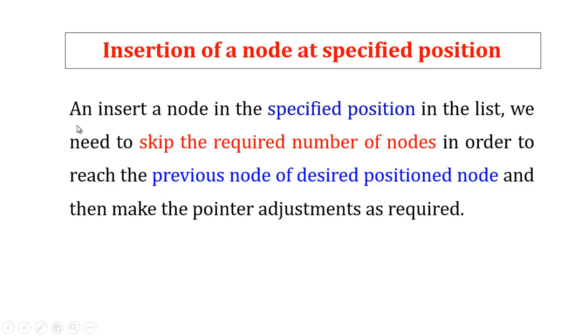To insert a node at a specific position in the list, we need to skip the required number of nodes. If we have 5 nodes and we are going to insert at the third position, we have to skip node 1 as well as node 2, in order to reach the previous node of the desired position node. Our aim, taking an example of 5 nodes, is to insert at the third position, so I find the second node, which is the previous node of the desired position node, and make the pointer adjustments as required.